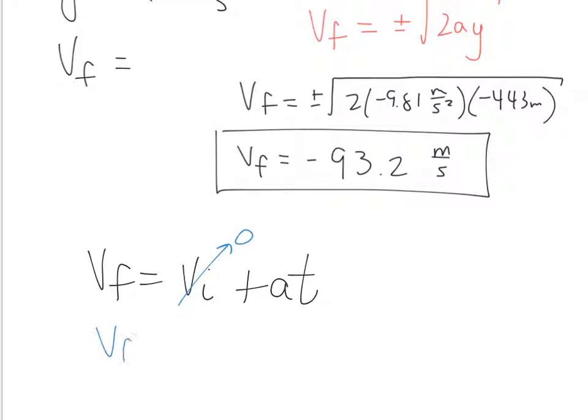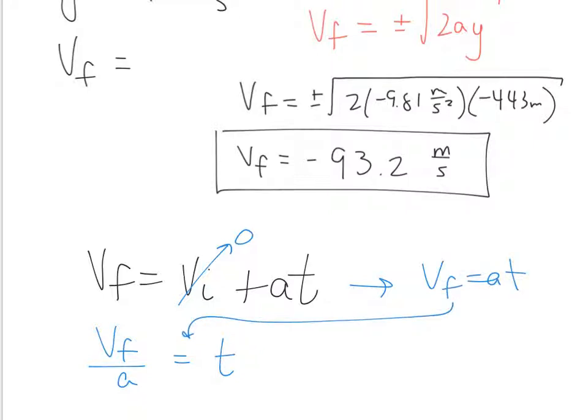So I get VF over acceleration is equal to time. Remember, if VI is 0, this equation simply becomes VF equals AT. And then I solve generically like that. Okay, it becomes VF equals AT, divided by A, you get your answer. Take a look. VF is negative, A is negative, it's not a coincidence. It makes time positive. So what do I get for my time in this problem? What do I get for my time?